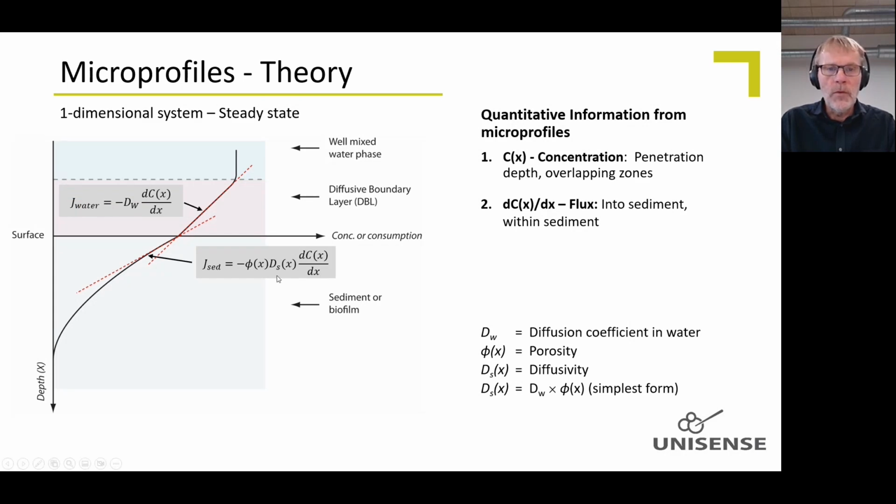In sediment, you need to take into account that part of the volume is taken up by particles, and that makes diffusion less efficient. Therefore, you need to multiply with the porosity, which is the same as the water content, and then the diffusivity. The diffusivity can be calculated in different ways. The simple form is that you simply multiply the diffusion coefficient for your analyte in water with the porosity.